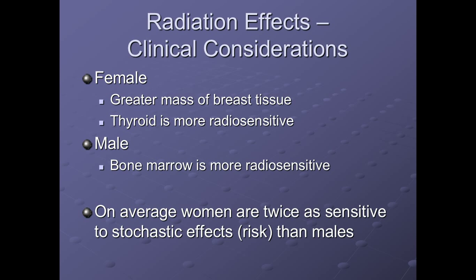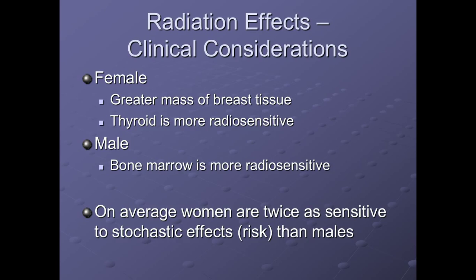Well, as well as our organs all having different radiosensitivities, actually we all individually have different radiosensitivities, but also between males and females, radiosensitivity varies. Women have a greater mass of breast tissue, and breast tissue is a highly radiosensitive organ, and so that increases a female's radiosensitivity. Also in females, the thyroid is more radiosensitive. In males, their bone marrow is more radiosensitive, but overall, women are about twice as radiosensitive as men.